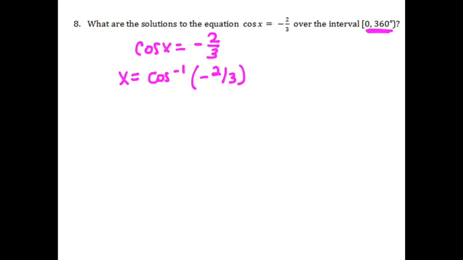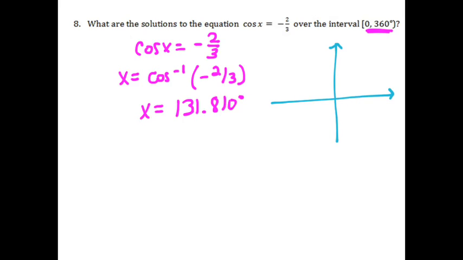Now when you type that in, we find out that x is equal to 131.810. And so if I think about that, I'm going to draw a quick picture of that. 131, that's going to be in quadrant 2. Maybe like right here.